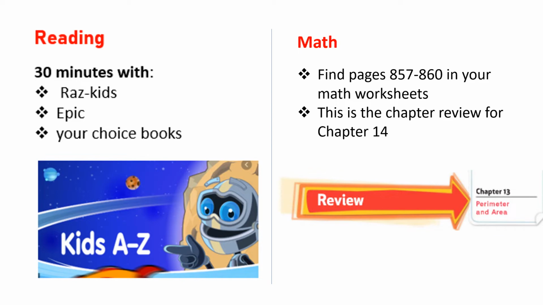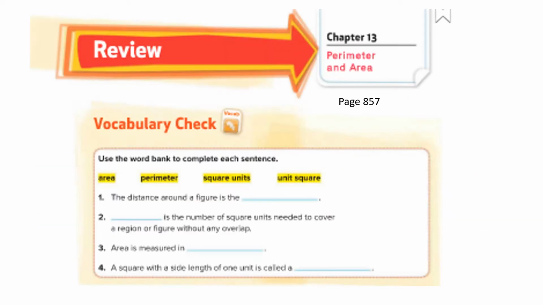For math today, we are going to do the chapter review. So if you could find pages 857 through 860 in your math worksheets, and we'll start working on that together now. We always do the vocabulary check together, so I thought we'll continue that. On page 857, there are 4 vocabulary words that you need to know. Let's look at number 1.